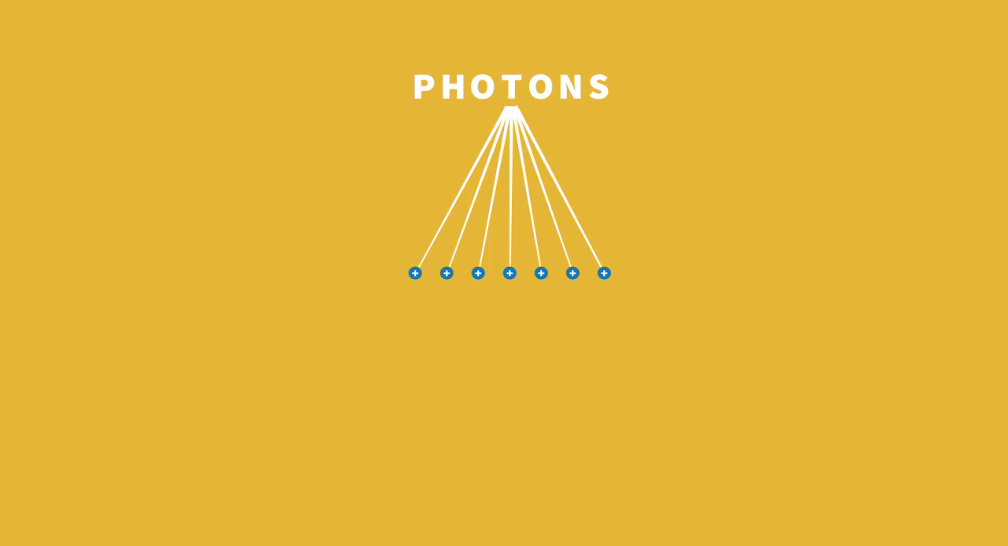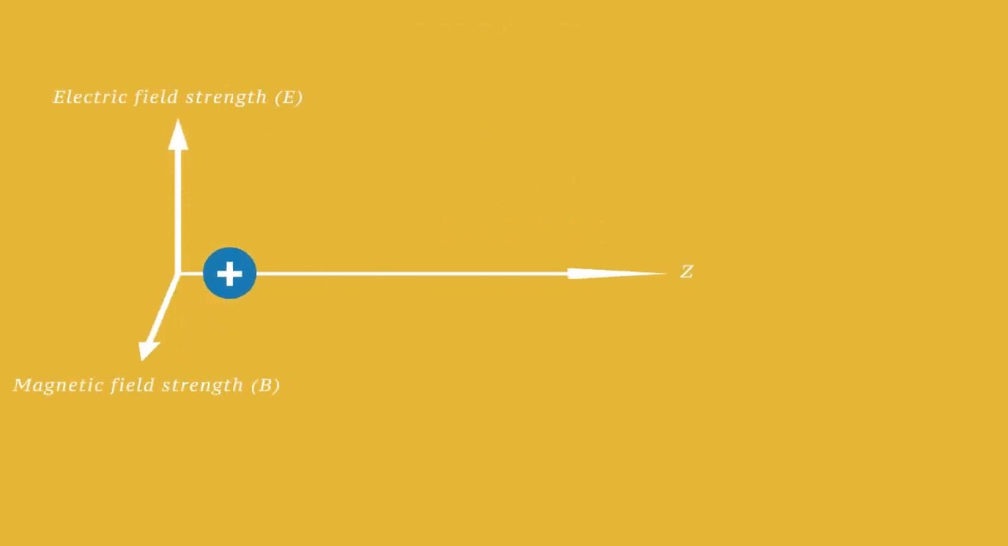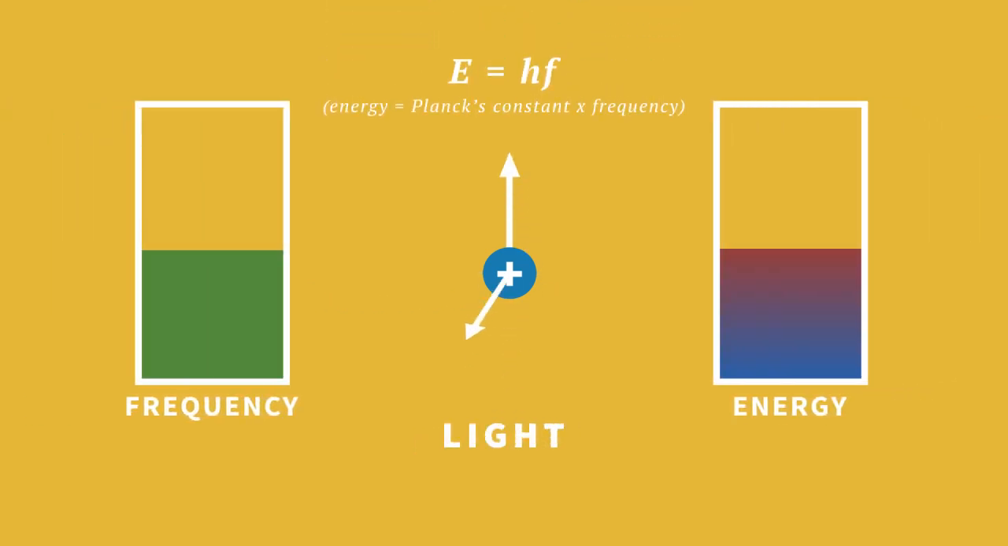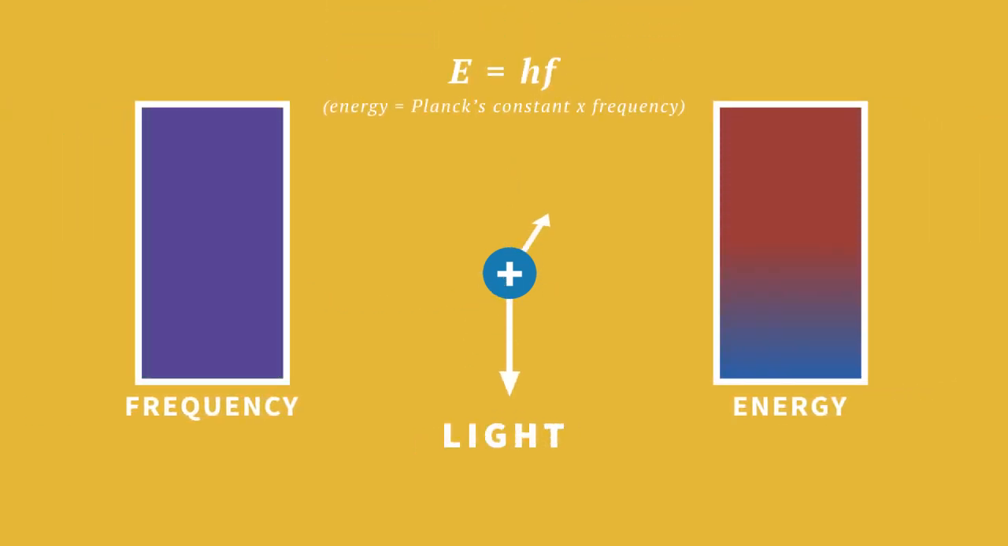Light consists of many discrete particles called photons. These photons have both an electric and magnetic field that oscillate in strength. The energy of a photon determines at what frequency these fields oscillate, and through the formula E equals hf, where h is Planck's constant, the energy of a photon can be found using the light's frequency.